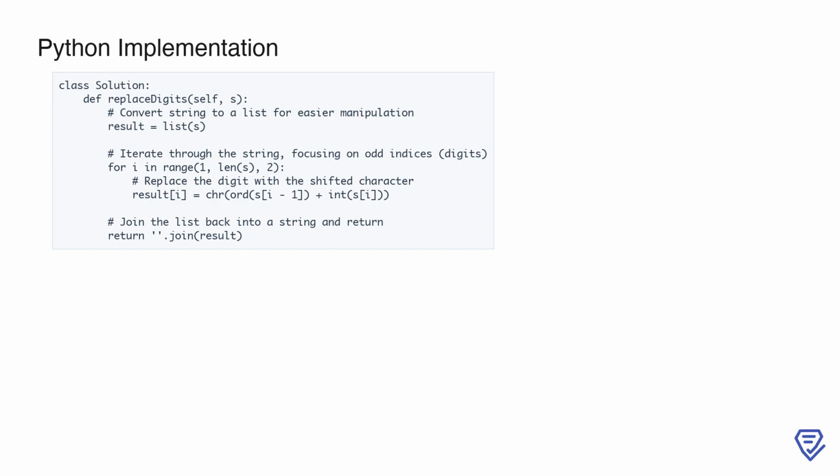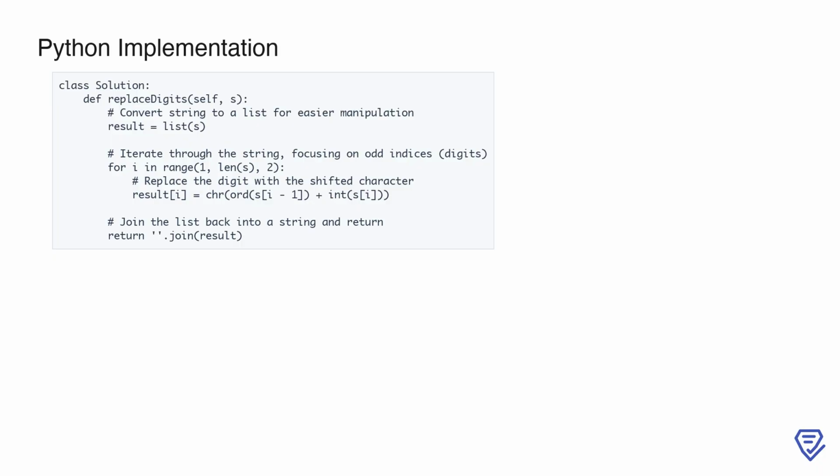considered. 3. Character replacement. For each digit at index i, we calculate the new character by shifting the ASCII value of the preceding letter, at i-1, by the numeric value of the digit, converted from string to integer. This is achieved using the expression chr(ord(s[i-1]) + int(s[i])), where ord(s[i-1]) retrieves the ASCII value of the letter. int(s[i]) converts the digit to an integer. Adding these values gives the ASCII code of the new character, which is then converted back to a character using chr. 4. Updating the result. The calculated character replaces the digit at the current index in the result list.